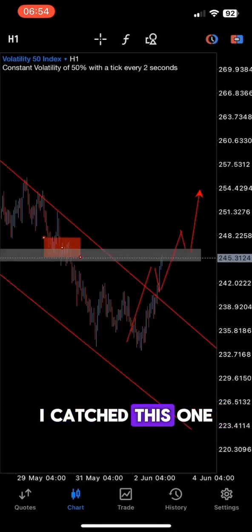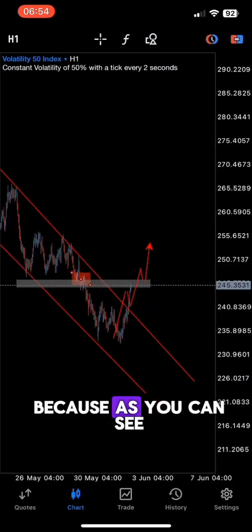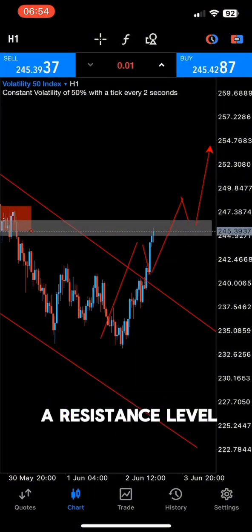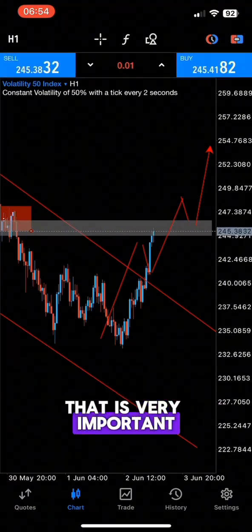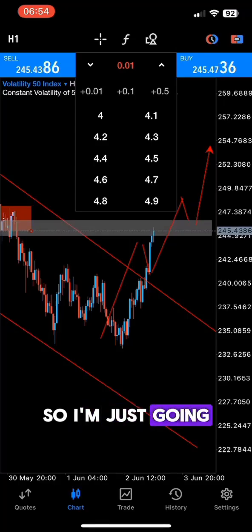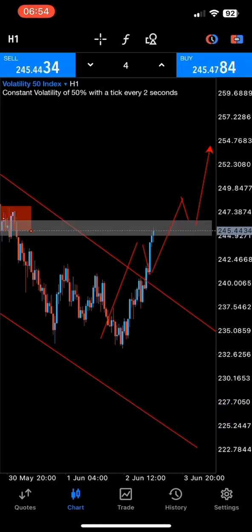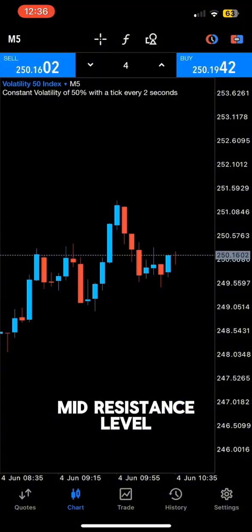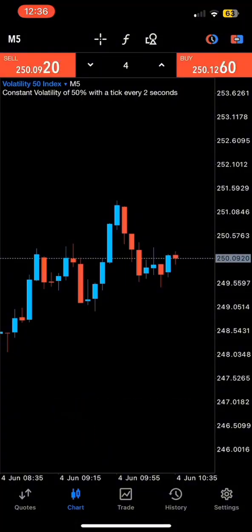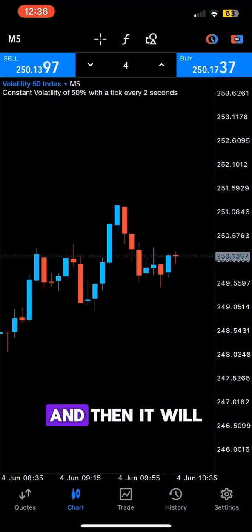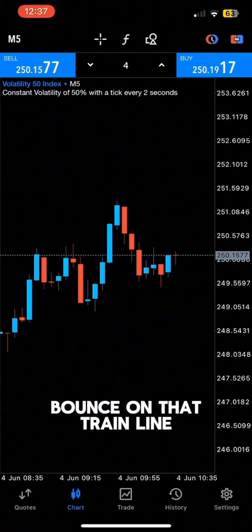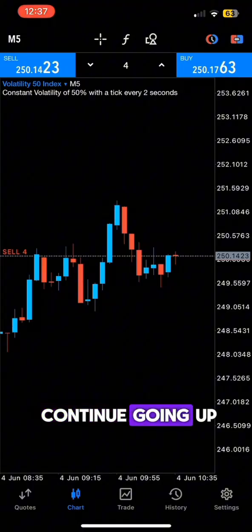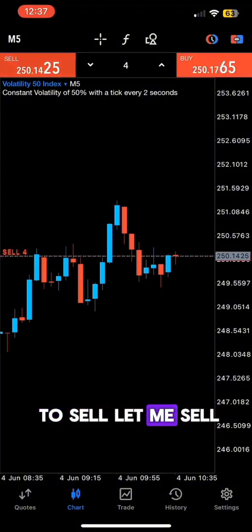However, I caught this one because as you can see, as marked by that red order block that I've put, the market reached a resistance level that is very important. So I'm just going to sell this market because I'm trading a retest that happened on the major resistance level. So this retest will just happen and then it will bounce on that trend line that it broke to the upside earlier, and then it will continue going up. So I'm just going to sell. Let me sell.